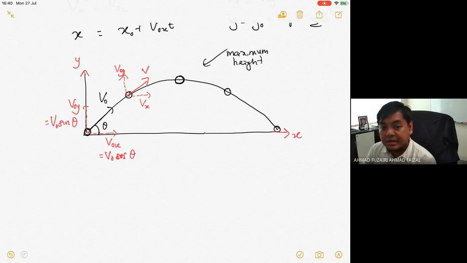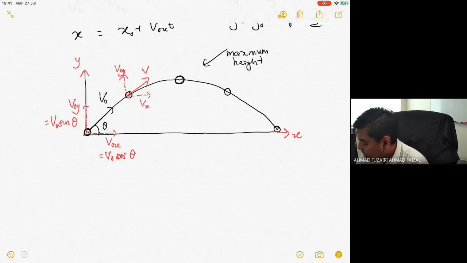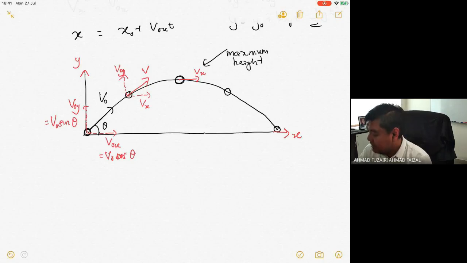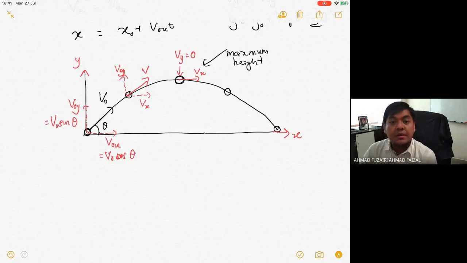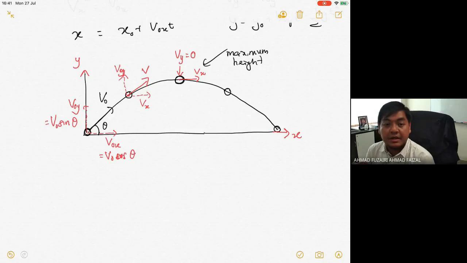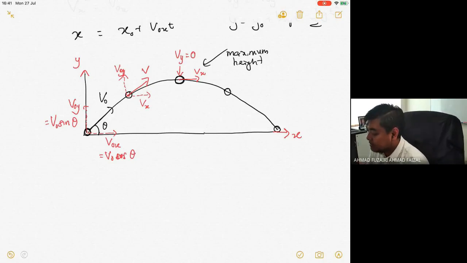So when you reach the maximum height, the only velocity that V will have is Vx only. There is no Vy. Why? Because in this position, Vy will be equivalent to zero, because it reached the maximum height. Height is contained in the y axis. So that's why at maximum height, Vy equals zero.